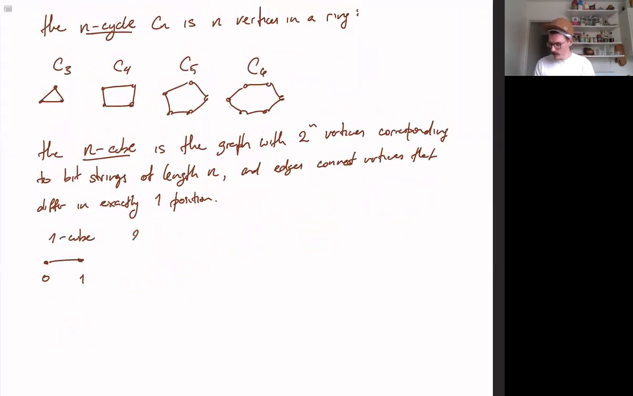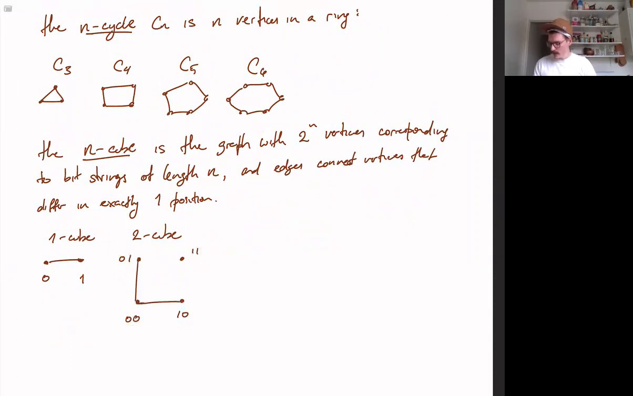The 2-cube has 4 vertices corresponding to the 4 bit strings of length 2. I'll label these 00, 10, 01, and 11. Then we draw an edge where 2 of these vertices differ in exactly 1 bit. For example, these 2 differ exactly in the first bit, so we draw that edge.